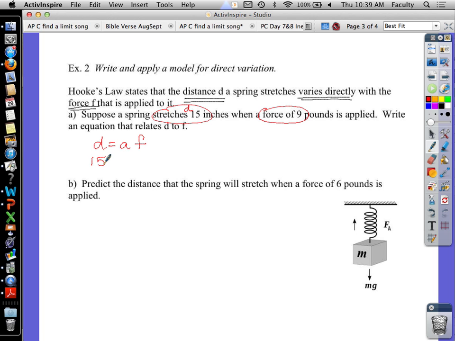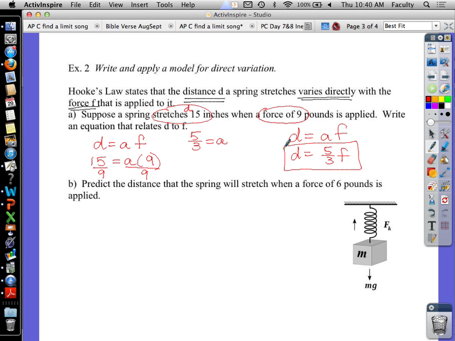So let's plug in. D is 15, F is 9. And then this is just like the warm-up we did today. Dividing by 9. Remember to reduce all fractions. So this is 5/3 equals a. Now I know a. Plugging it in, I can have a general equation that relates d to F all the time. So d equals 5/3 F.